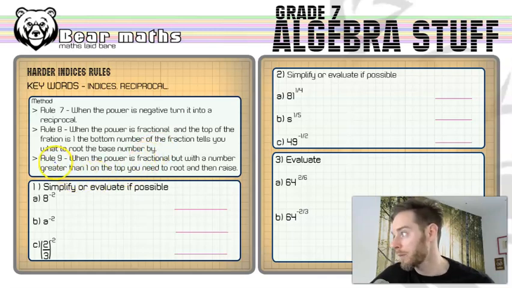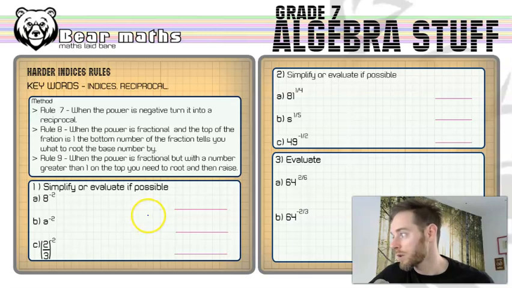And then rule number 9, when the power is fractional but with a number greater than 1 on top, you need to root and then raise. So still do the rooting bit, but then you might need to raise to a specific power if there's a number bigger than 1 on top of the fractional power. Okay, there is a combination of these rules as well, which I've included in the video. So all bases covered, I would hope, for GCSE anyway.